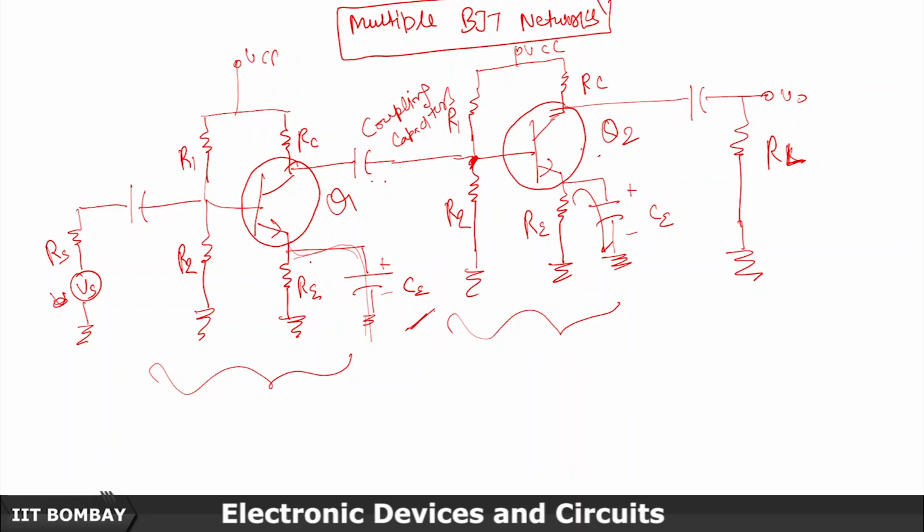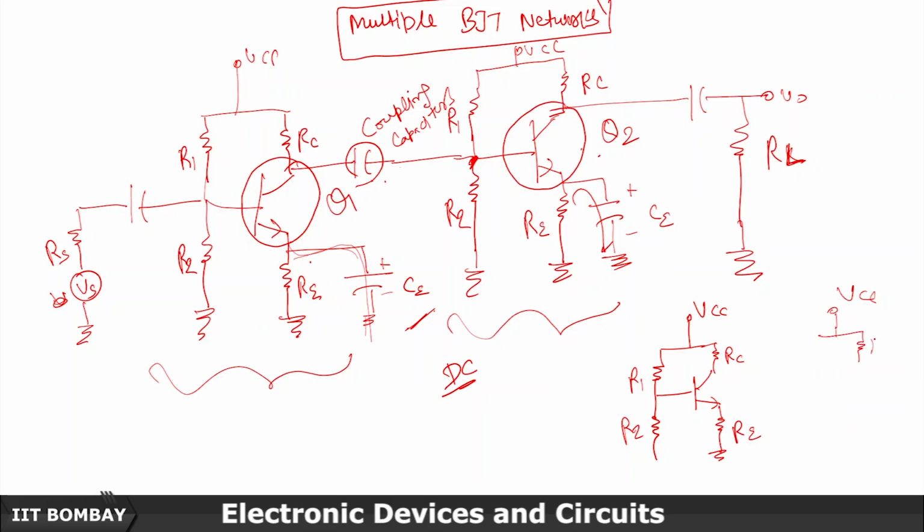So if I draw a DC equivalent of this, it would be straightforward. We can keep the capacitors as open circuits. So it becomes like a voltage divider bias configuration case. This is RE, this is R1, this is R2, and this is RC. Another case would be VCC. This is RC, this is R1.